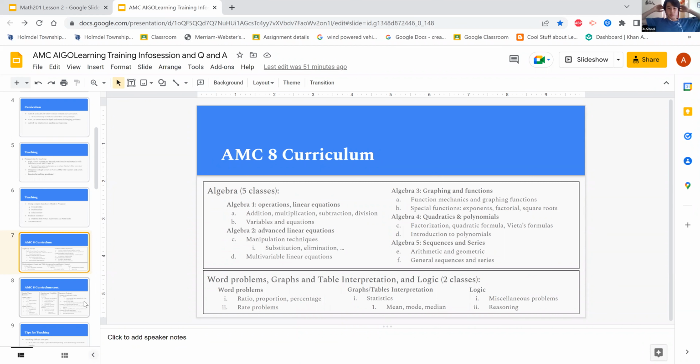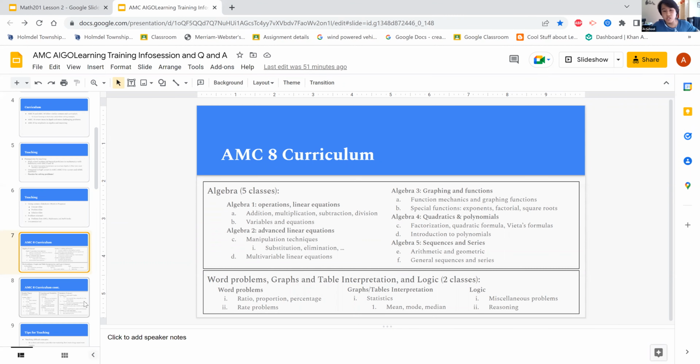All right, so word problems, graphs, and table interpretation and logic. This kind of builds on algebra, but these are more miscellaneous type problems. So we have word problems. This is where students will be introduced to ratio, proportion, and percentage, and also rate problems, which are quite common in AMC 8 problems. And there are also graphs and tables on the AMC 8, so we will discuss those in brief.